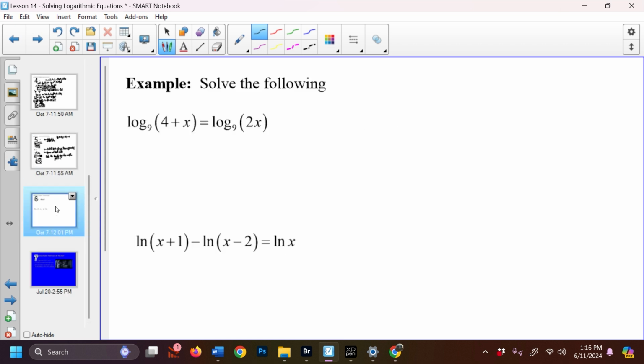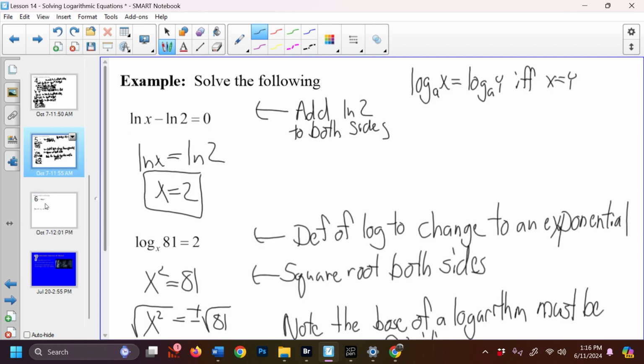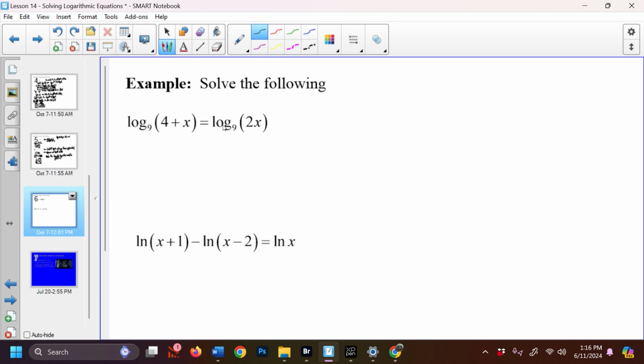All right, last page. Solve the following. Once again, this one's different than the last one, but more similar to this problem right here. They give you that both of these logarithms on either side of the equation have the same base. So we can use that property, log base a of x equal to log base a of y, if and only if x is equal to y. So right off the bat, since the bases of the logarithms are the same, what goes inside the logarithms must be equal.